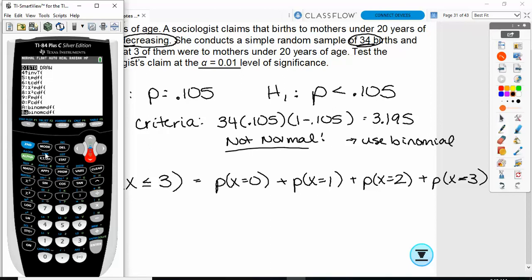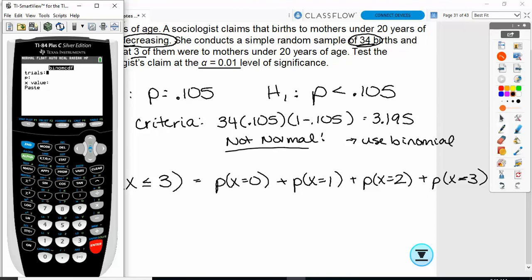Okay, so A has binomial PDF, B is binomial CDF. PDF is what you would do to just find each individual probability. So if we go to that, we have to do each of these 4 things and then add them together. CDF will actually add them for us. So we're going to go into that one, CDF.